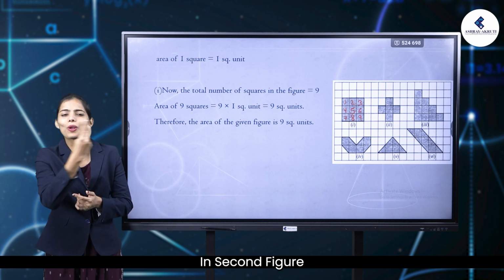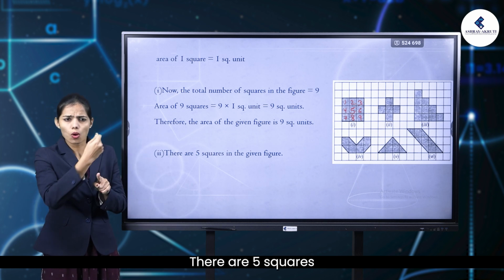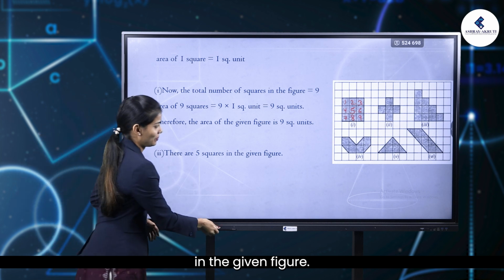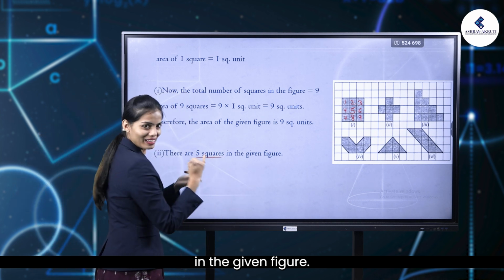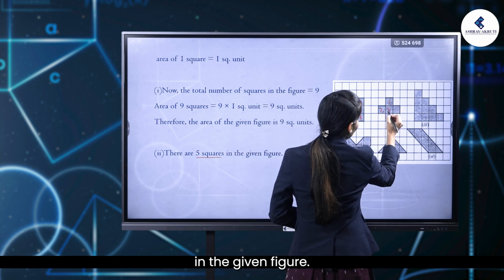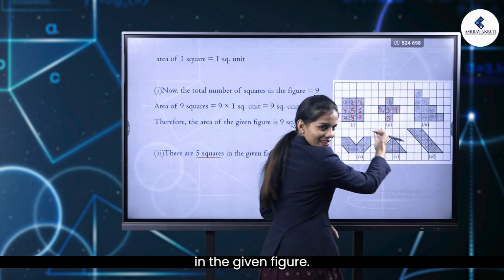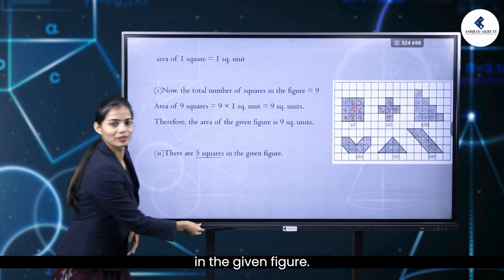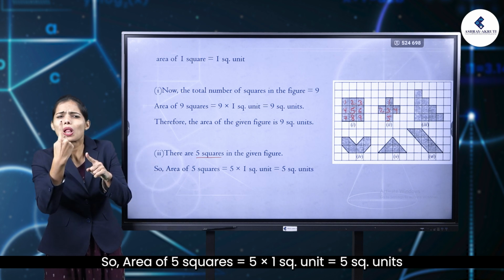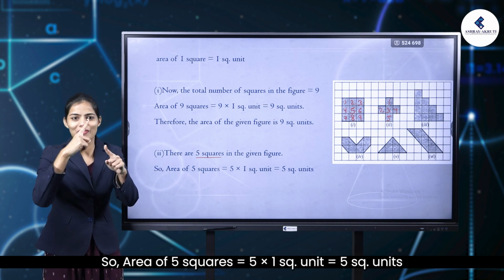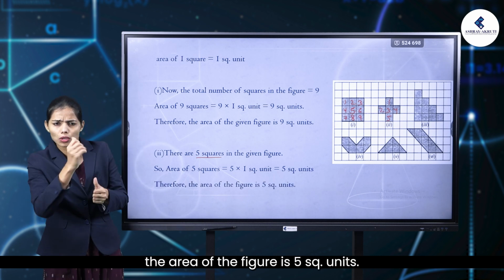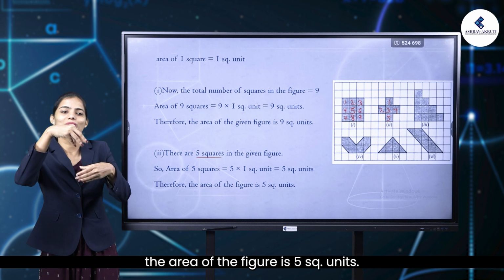In second figure, there are 5 squares in the given figure. So, area of 5 squares is equal to 5 into 1 square unit is equal to 5 square units. Therefore, the area of the figure is 5 square units.